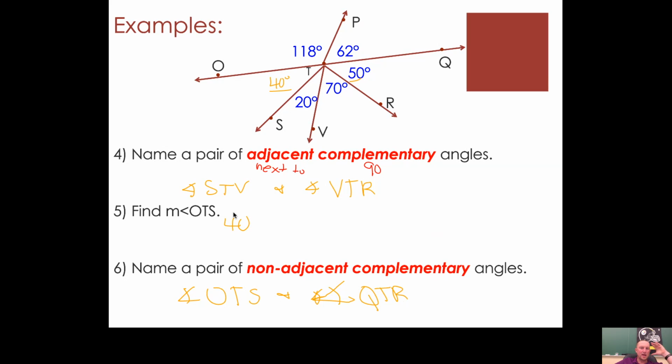So this is what your assignment is going to look like. It's a little bit tricky. Draw some separate pictures if you need to. Maybe underline or circle the numbers for complementary and supplementary angles, and then just see if they're next to each other or not. Those are skills that should help you.